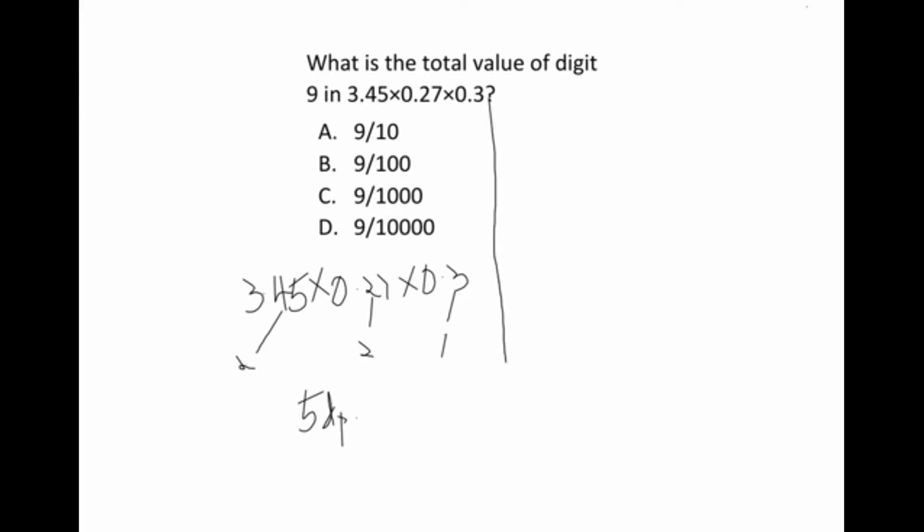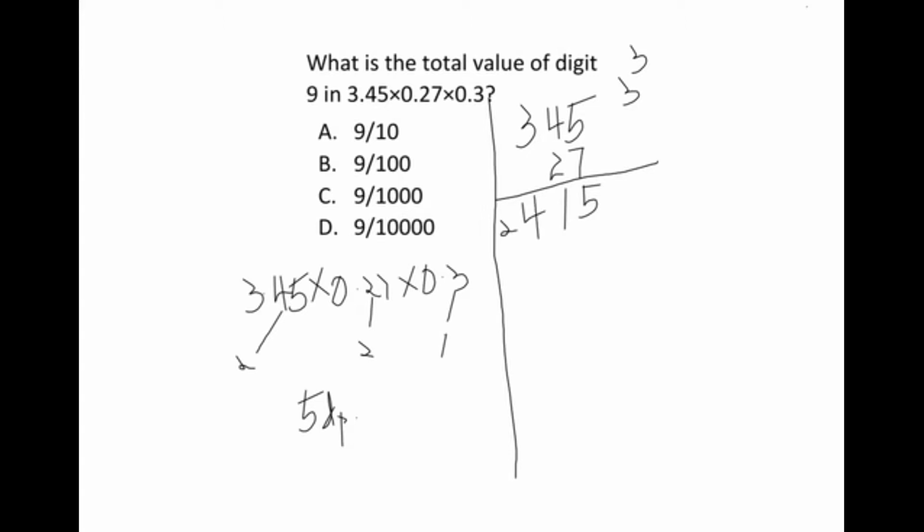So first, let's multiply 345. We are going to eliminate the decimal points, then we'll add them later. So we have a total of 5 decimal points. So we are going to multiply 345 multiplied by 27. So we have 7 times 5 is 35. We carry 3. 7 times 4 is 28. Plus 3 is 31. We carry 3. 7 times 3 is 21. Plus 3 is 24.